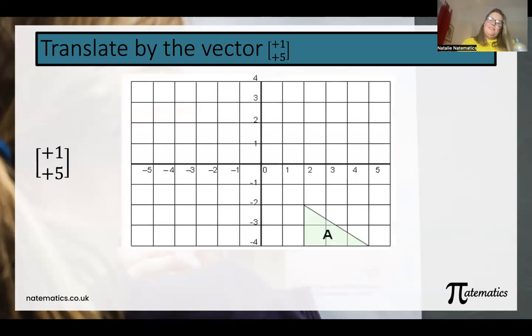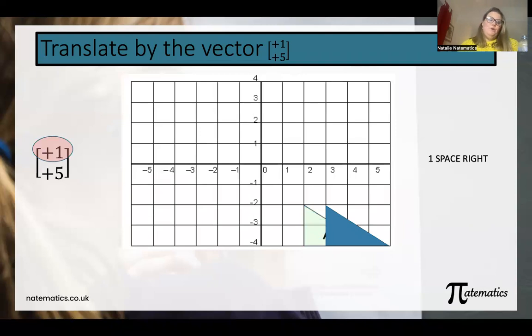So let's go back to this question then. I've literally just put this in. So I'm going to show you what we do. We could literally, with a finger, go on the screen or on a piece of paper and say, right, I'm going to go right 1, up 5. I'm actually going to show you that as an animation. So there's my triangle. I'm going to move it 1 space to the right.